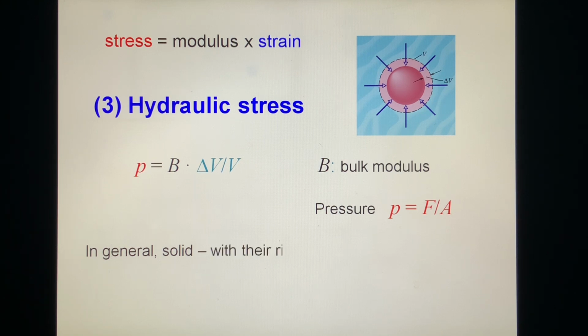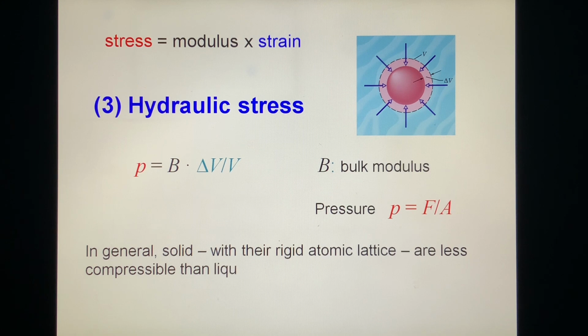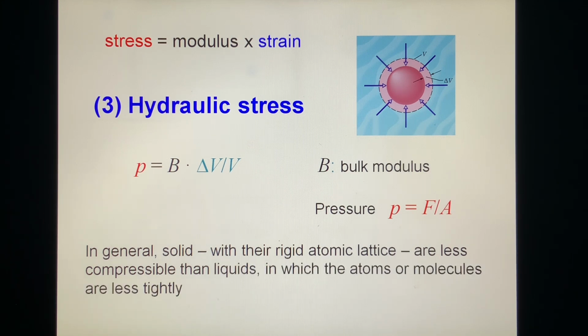In general, solids, where the rigid atomic lattice makes them less compressible, are less compressible than liquids, in which the atoms or molecules are less tightly coupled to their neighbors.